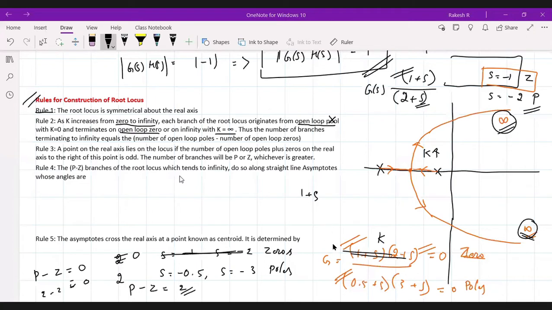Now, in some questions, we will not have the denominator. Let us say 1 plus s into 2 plus s. This is the given question here. G of s is equal to 1 plus s. Let us say we have one more in the question, 0.5 plus s. We'll have a question like this.